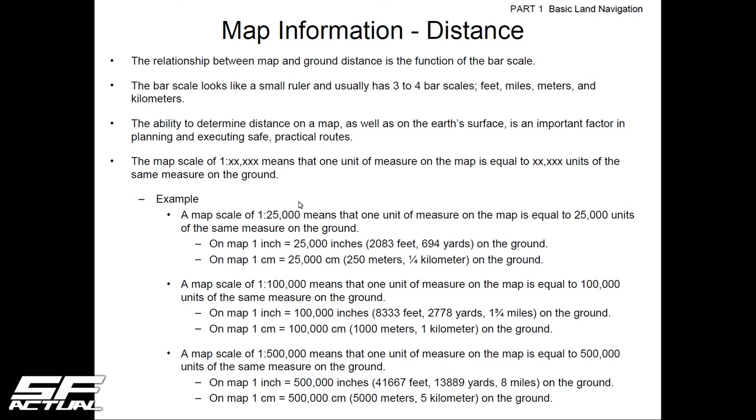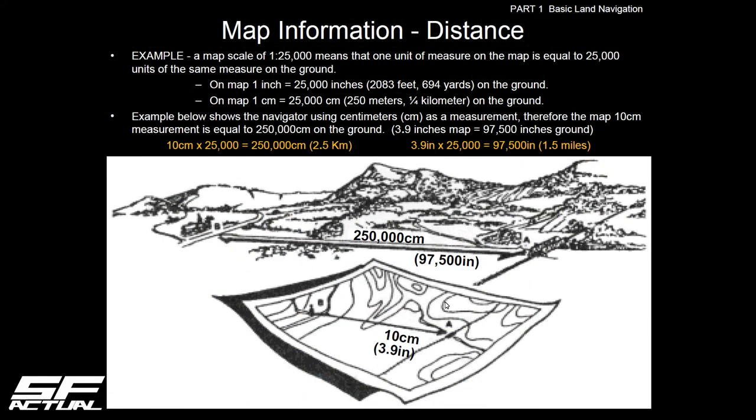Same thing in the scale of 1 to 100,000. 1 inch is 100,000 inches. 1 centimeter is 100,000 centimeters, and so on. All right. So an example of a map scale of 1 to 25,000 means that 1 unit of measure on the map is equal to 25,000 units of measure, which we just discussed. So you can see here 10 centimeters at 25,000 is 250,000 centimeters. 3.9 inches at 25,000 is 97.5, so about 1.5 miles if you want to break down inches to miles.